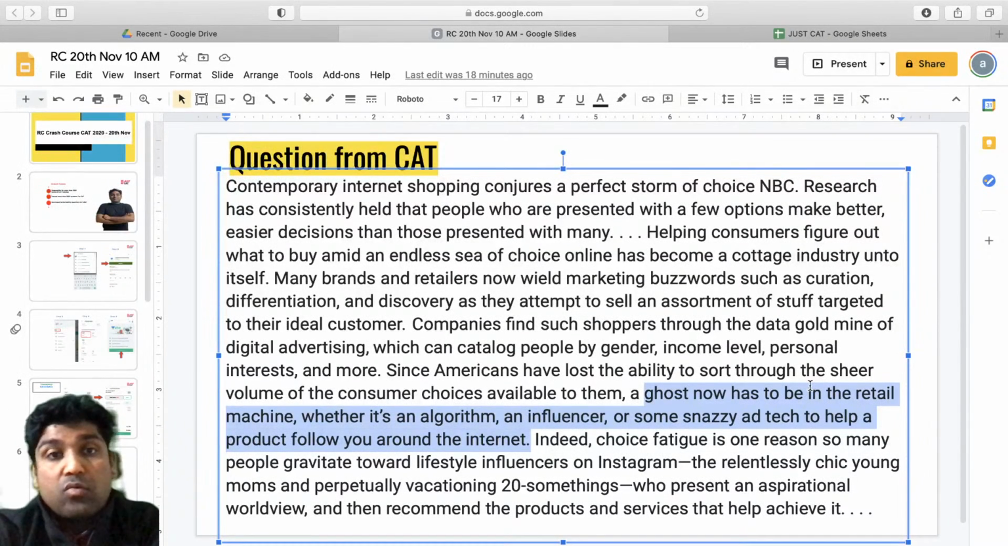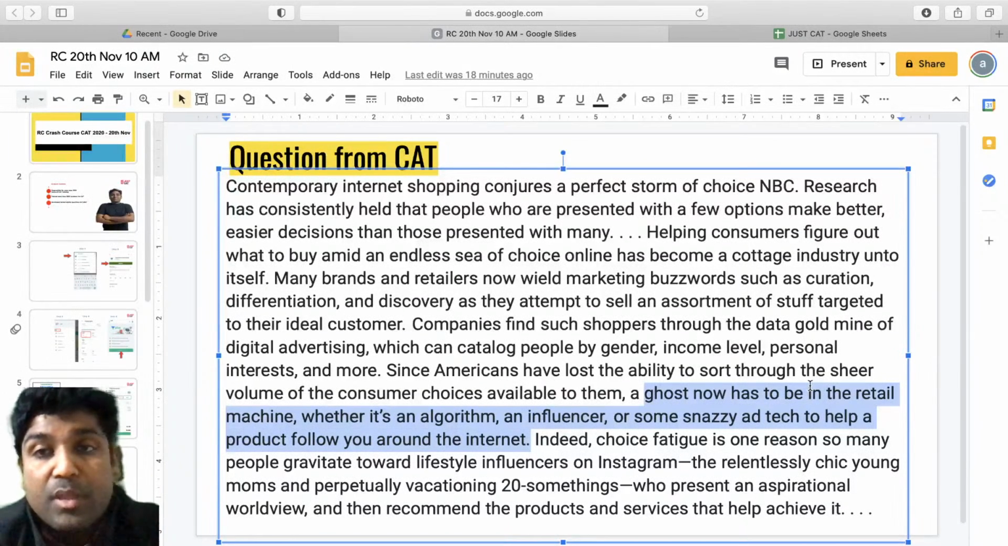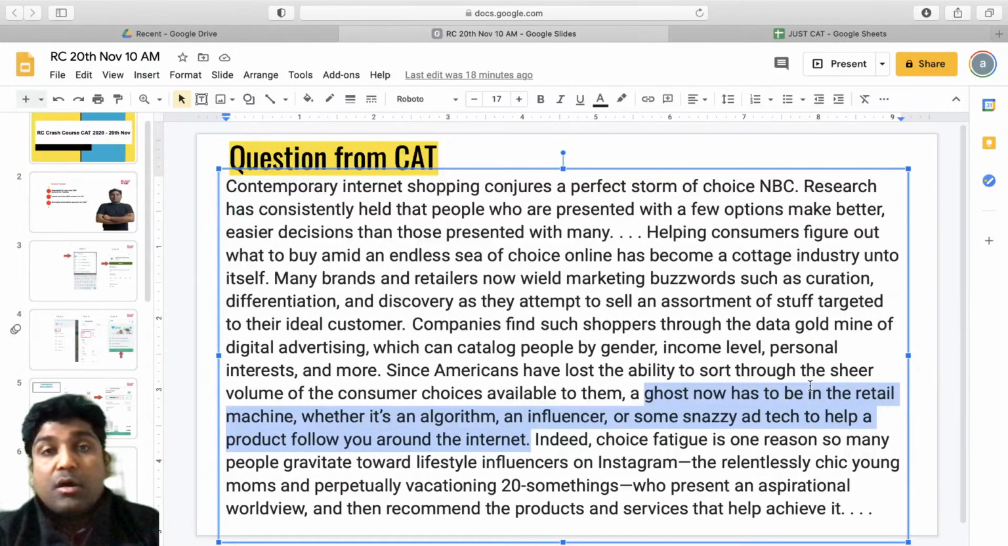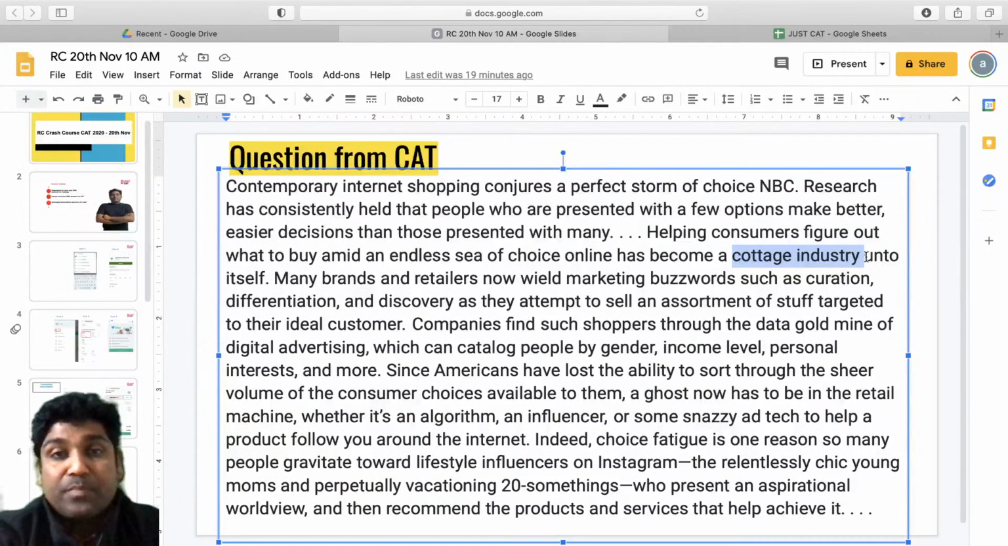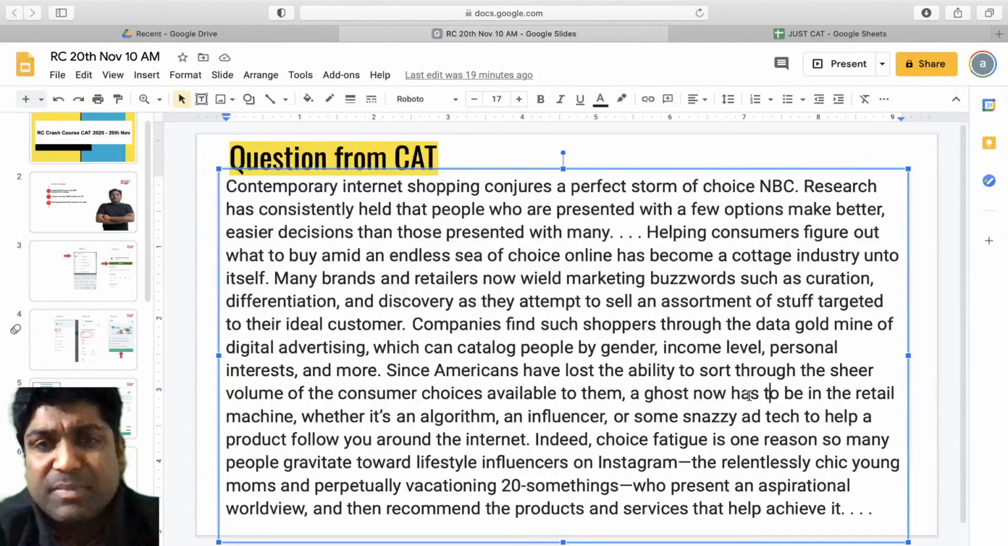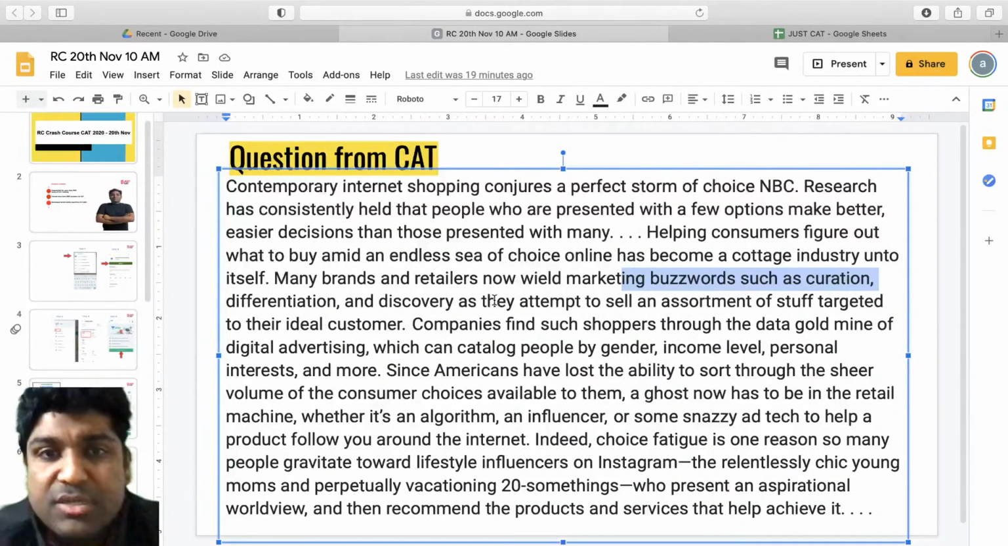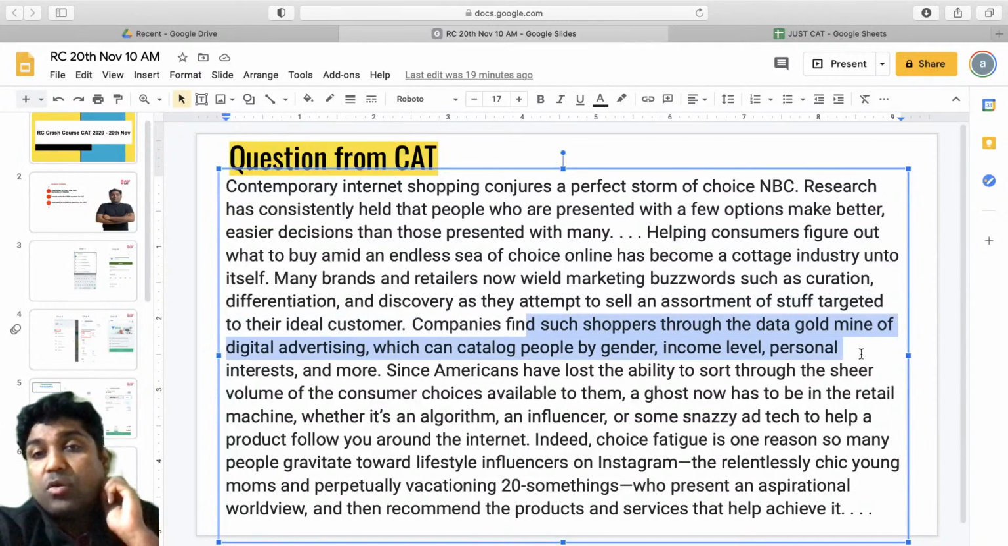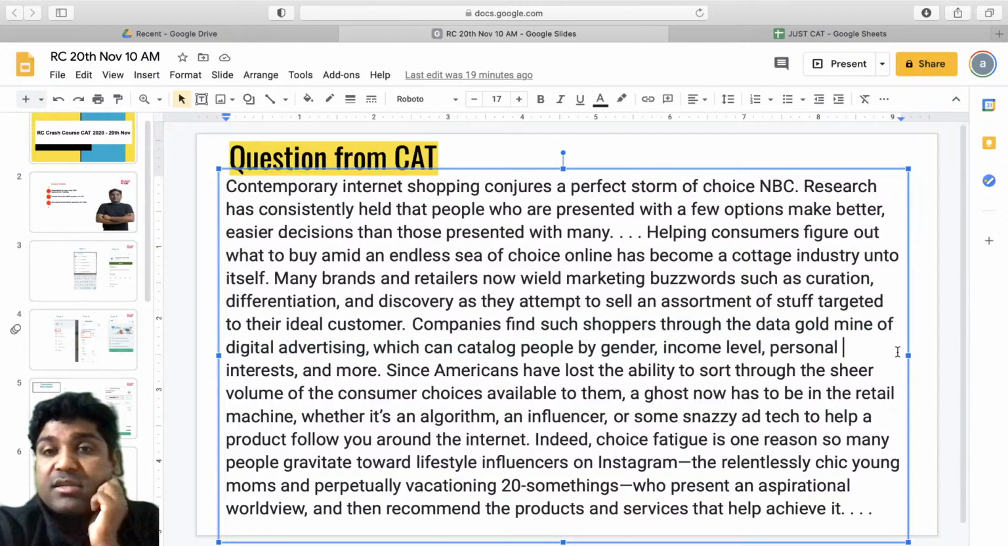Okay, and now they're saying that helping people choose a product has become a job or opportunity, a cottage industry. The phrase cottage industry means it has become a small-scale industry of itself, wherein people are helping others choose what to buy, basically. And there are various methods, like curation, and other things. The company finds its shoppers through the gold mine of digital advertising, which catalogs people, or there is an influencer, or there is a snappy ad tech, or it is an algorithm.